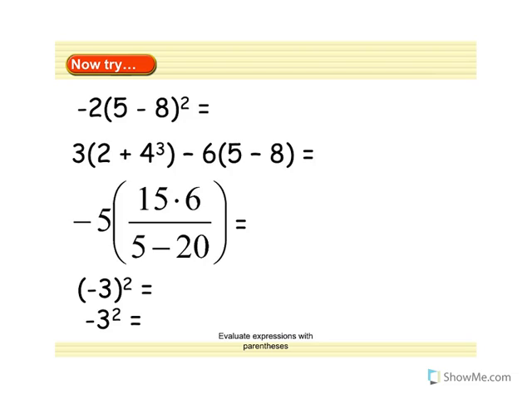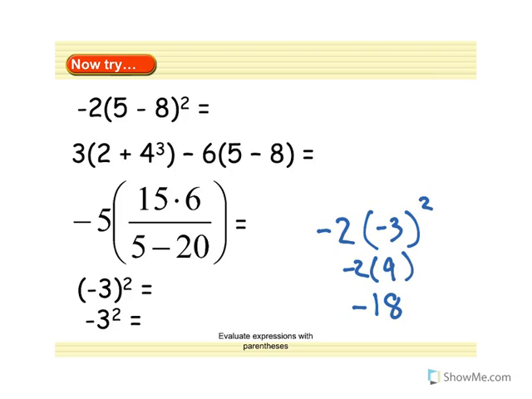All right, so let's talk about applying what we just did here. The first one says negative 2 times 5 minus 8 squared, which is pretty similar to one of the ones that we did before. I'll do it down here. 5 minus 8 is negative 3. We do our exponents next, so negative 3 squared is negative 3 times negative 3, which is positive 9. And negative 2 times positive 9 is negative 18.